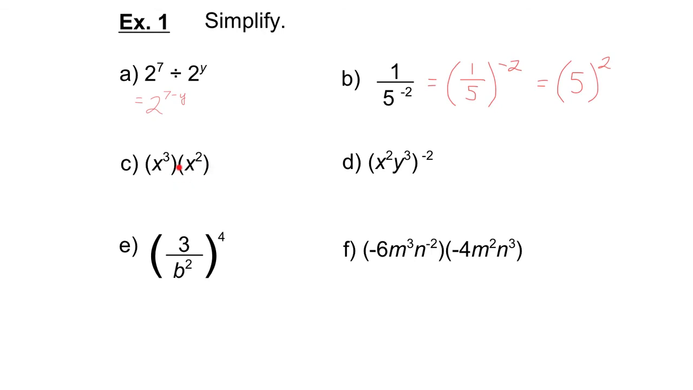Here I'm multiplying powers with the same base. These both have the base of x. If I'm multiplying them, I add the exponents. 3 plus 2 is 5. So this simplifies to x to the exponent 5.